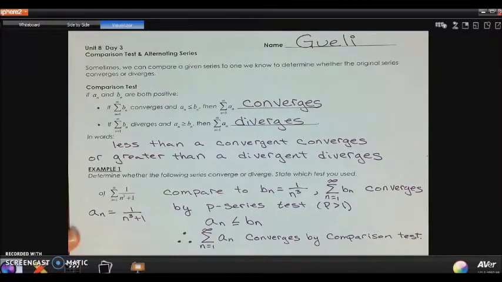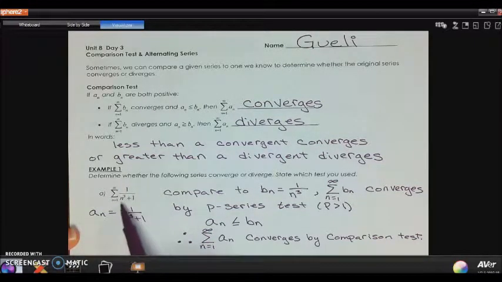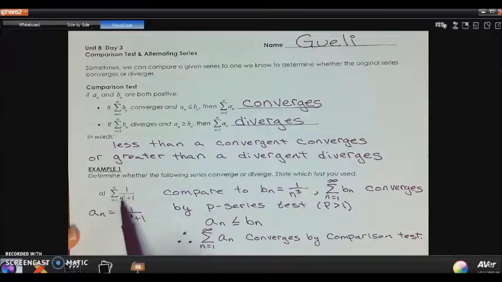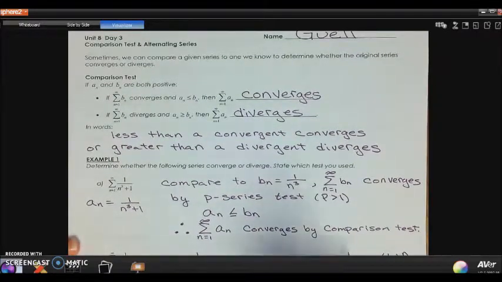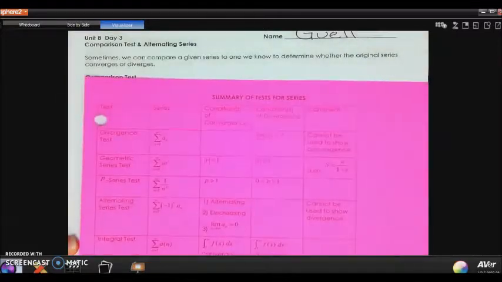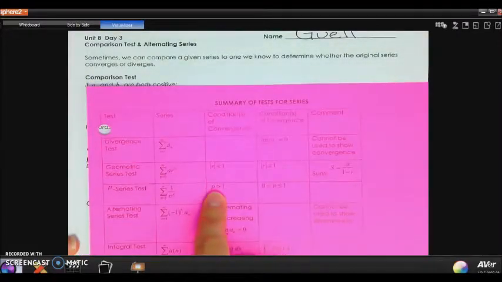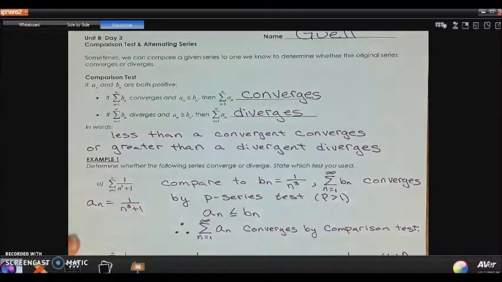So if you take a look at the first example, you have the summation here, and it almost looks like a p-series. A p-series would be a number over some n raised to a power. That's not exactly what's going on here, but I wish it was just 1 over n cubed. So I'm going to compare it to 1 over n cubed. I know that the summation of 1 over n cubed, which I just called b sub n, converges by the p-series test. If you need to reference that hot pink sheet, for the p-series it converges when p is greater than 1. In that example, my p-value was 3, so it converges by the p-series test.